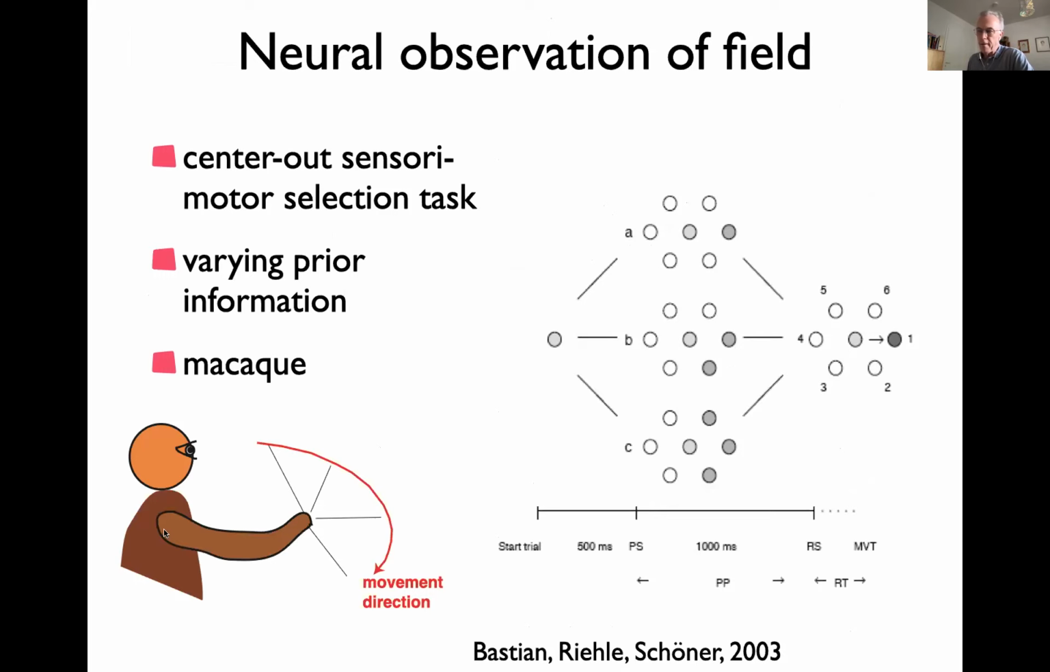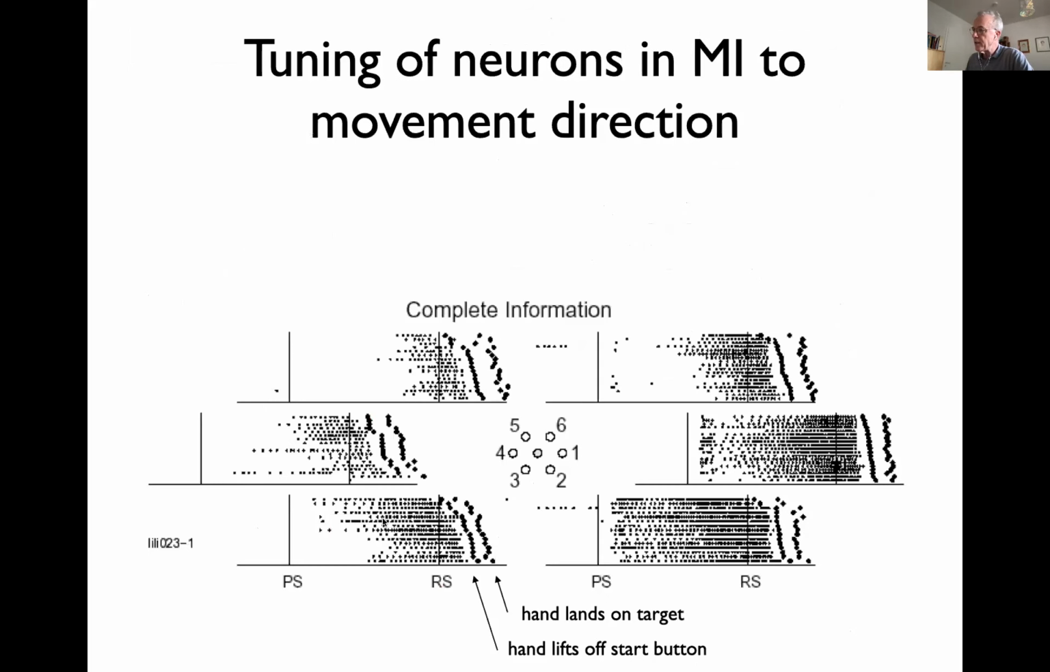Some of you might know that you can record from motor and premotor cortex neurons that are tuned to movement directions. Monkey making a center-out task, you vary the movement direction. And in that case, neurons in motor cortex, for instance, tend to be tuned to movement directions. So they fire more for some movement directions than for others. These are rastergrams. Every mark is a spike. This is time, the preparatory signal, response signal. And actually the response starts here. The hand lifts off the button and lands on the target here, the second one. These are organized by reaction time.